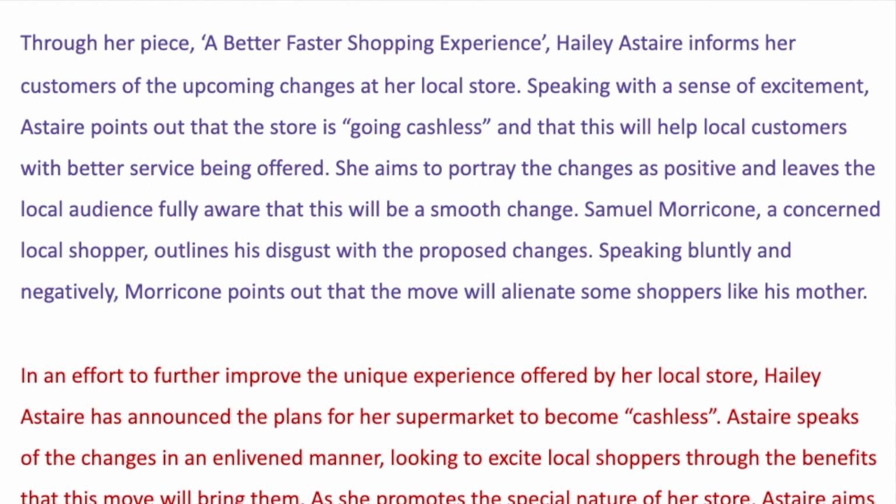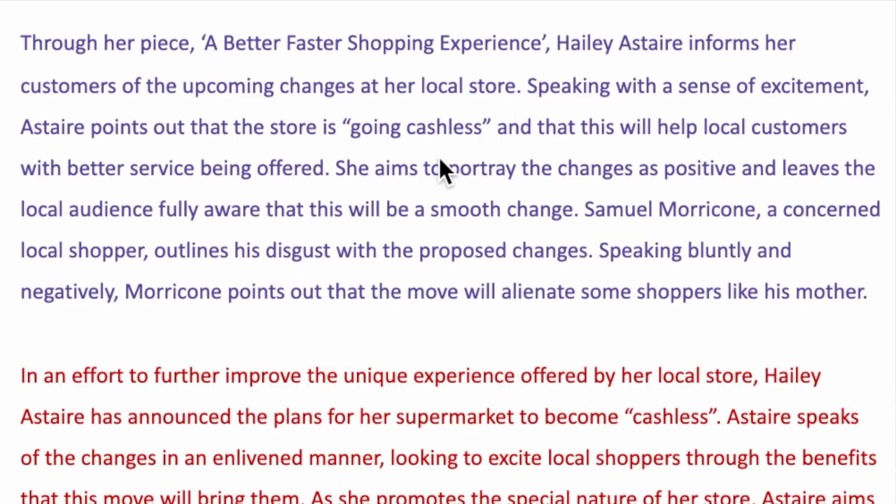"Astaire points out that the store is going cashless." Yep, that's what she's saying. "And that this will help local customers with better service. She aims to portray." And so one thing that I want you to be really aware of is that we're talking about the intended effect of language. And so that means that we're going to talk about obviously the writer's intentions, what they were aiming to do, what they are looking to do to the reader, how they're looking to lead or coerce or move them or push them towards things, or, with those verbs that we've talked about, to challenge or to confront or to question readers. But we can't say things like she makes or she forces people to feel a certain way.